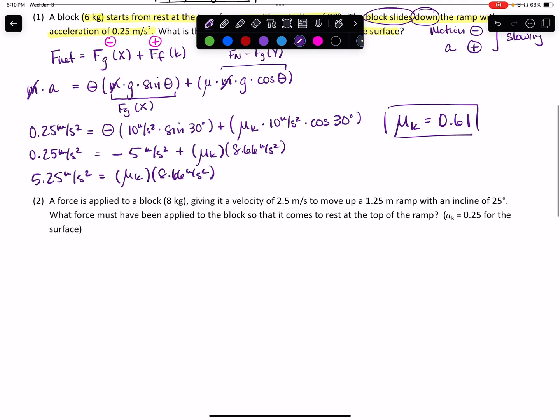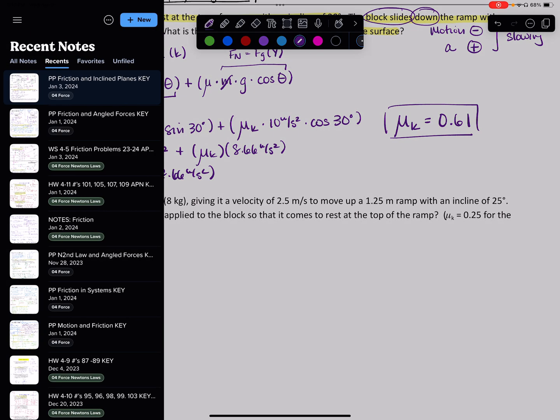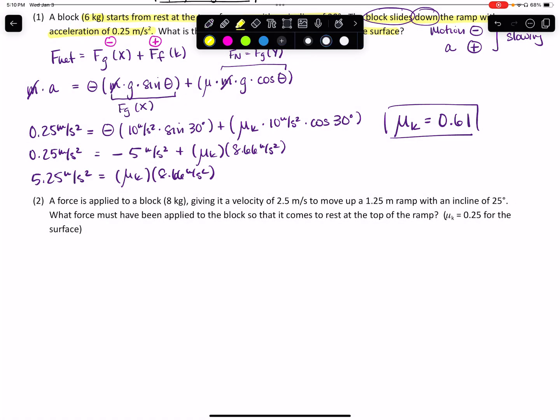All right, let's look at another one. A force is applied to a block, giving it a velocity of 2.5 meters per second to move up a 1.25 meter ramp with an incline of 25 degrees. What force must have been applied to the block so that it comes to rest at the top of the ramp?